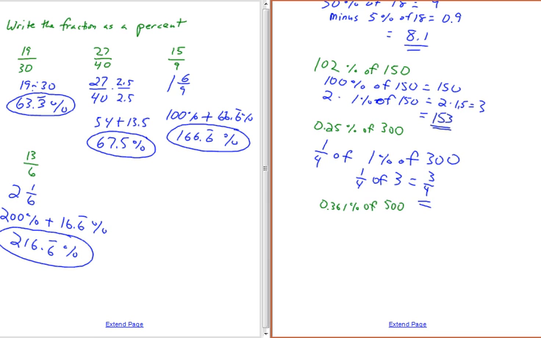This is 0.361% of 500, all right? So, now, here's how we're gonna do this one. We're going to do 500% of 0.361. How about that? We're just gonna switch where the percent sign is, that's totally legal. We're just gonna do 500%. We're going to do 5 times this and add 2 zeros.